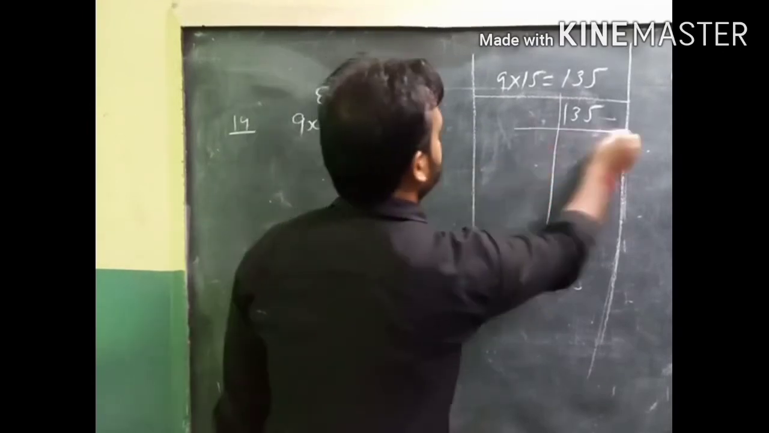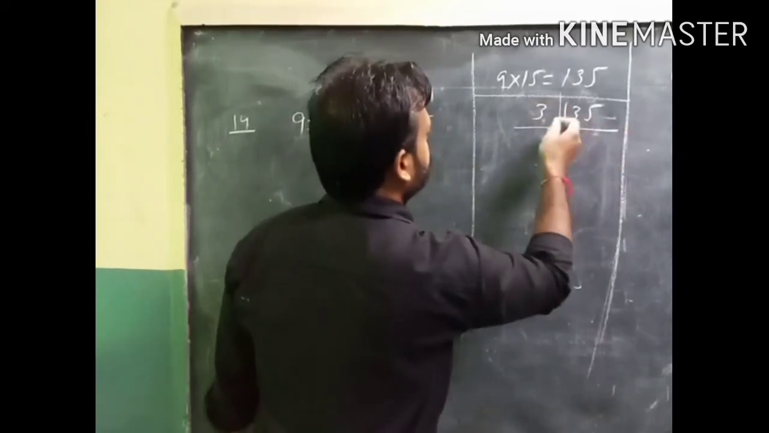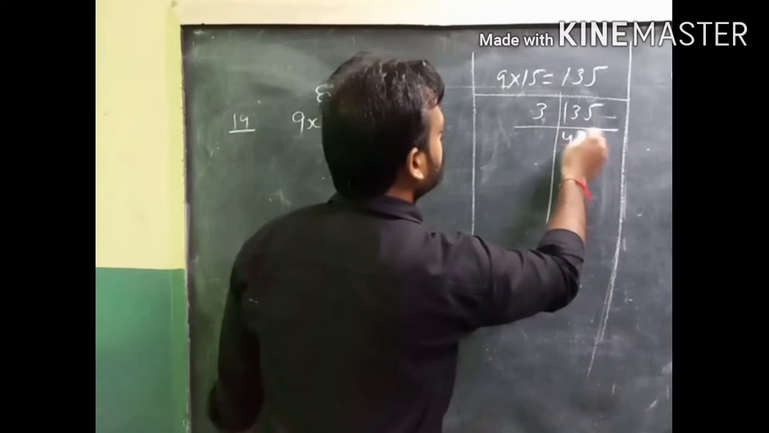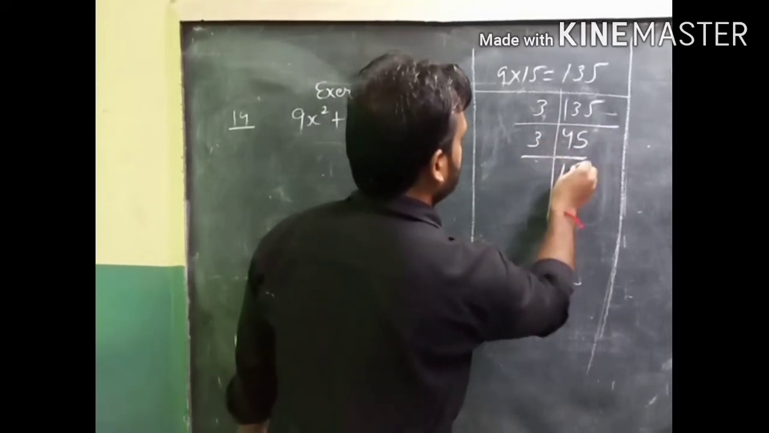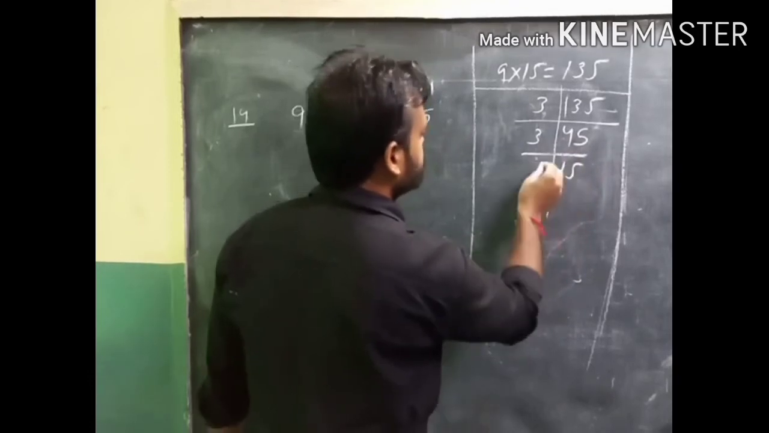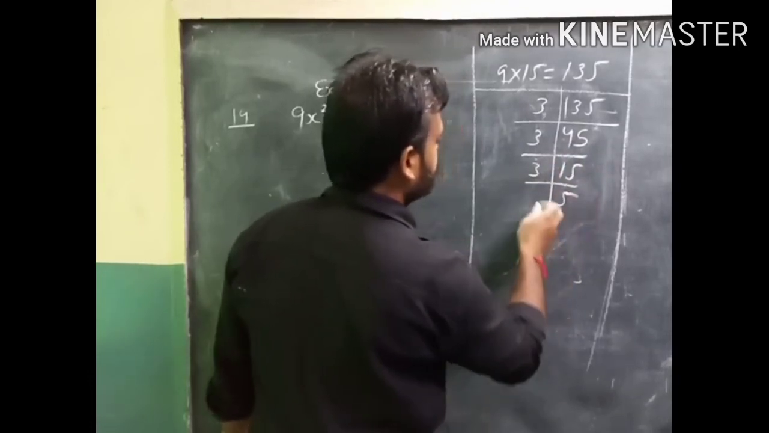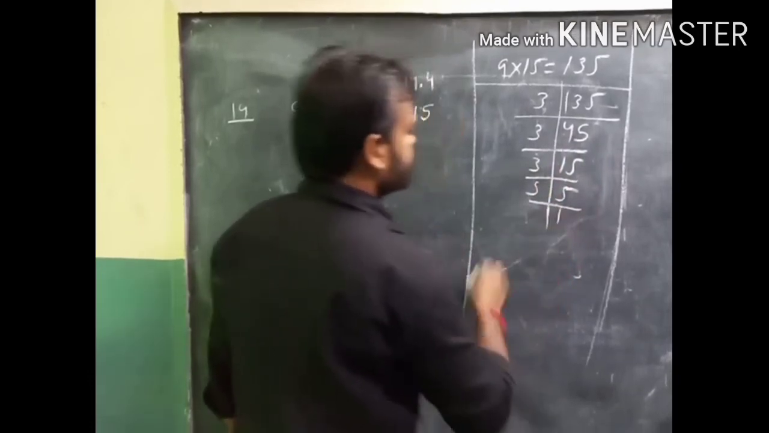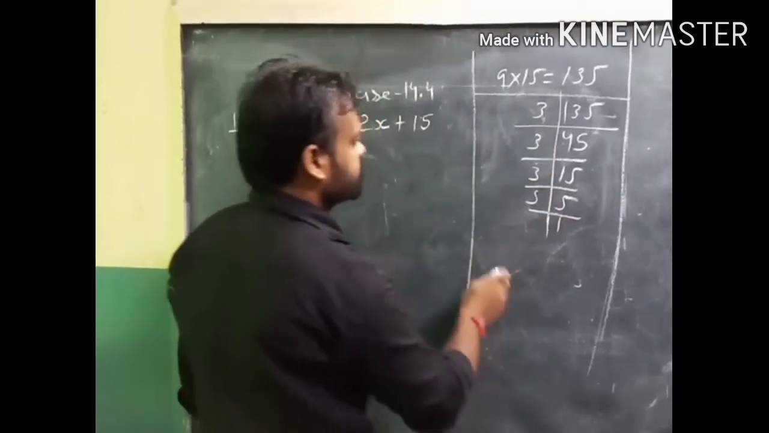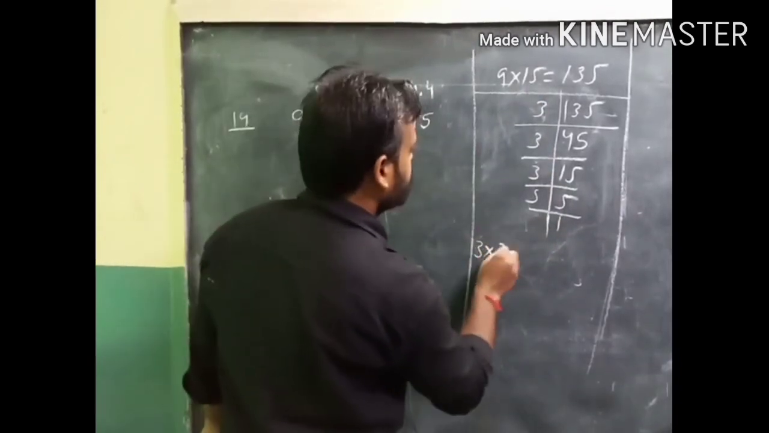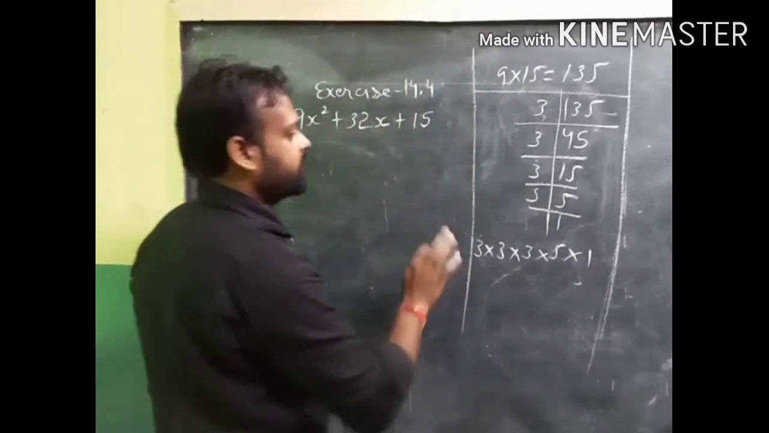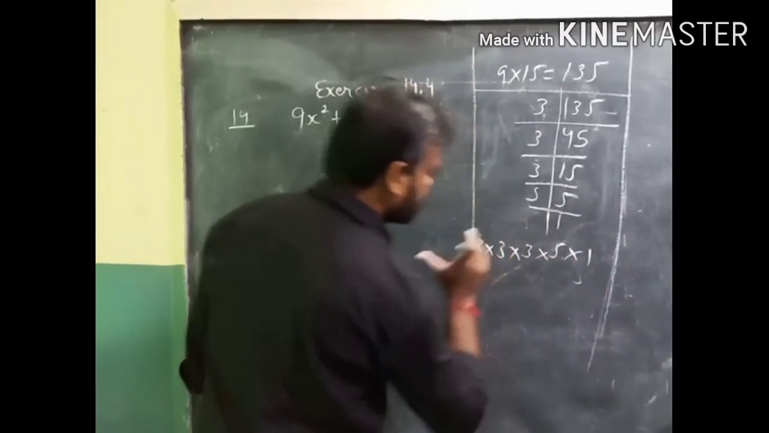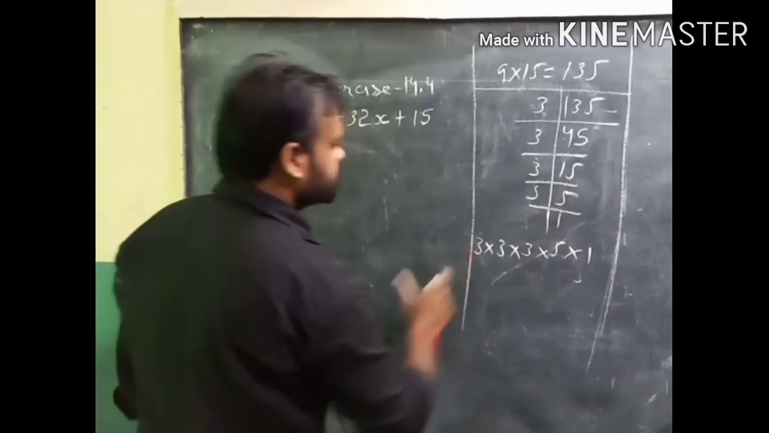So how can we make these factors? First of all it will go with 3 and it will become 5, then 3 fives are 15, 3 fifteens are 45, and then 3 and 5, and 5 ones are 5. So in this way we can find the factors. Write down the values here: this is 3 into 3 into 3 into 5 into 1. So like this we have to find the factorization. I hope this is clear to you.